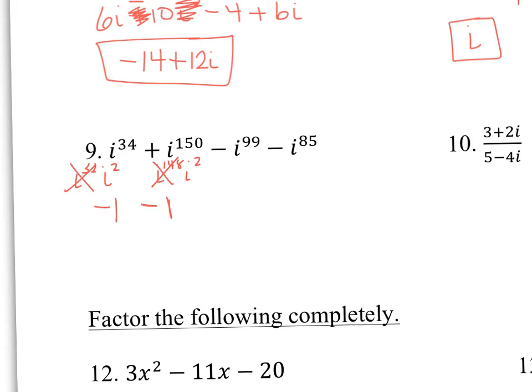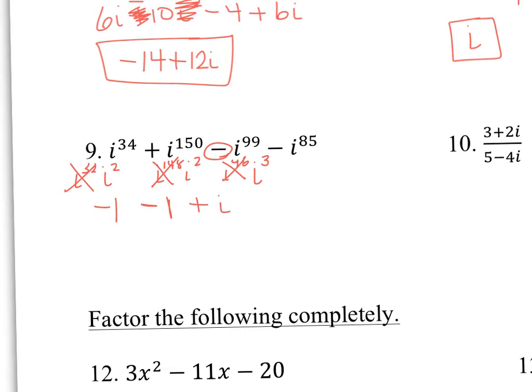i to the 99, so i to the 96th is a multiple of 4. And how I knew that was because I knew 4 went into 100. So that means the next closest multiple, if I subtract 4, is going to be 96. That's how I figured it out without a calculator. So i cubed is left, so that's negative i, but it's already negative. So I have negative i, which is just going to be positive i.